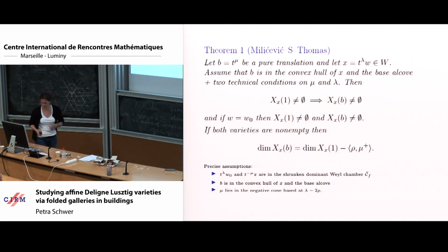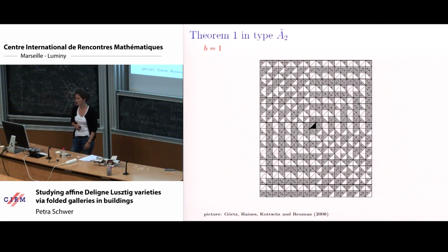Okay, so you're in this diamond shape, and then one can show that non-emptiness of the variety associated to X and 1 implies non-emptiness of X and B. And if they're non-empty at the same time, we can exactly prove this dimension formula that was conjectured over here. Okay. So down here, you may ignore this for now. It's the precise conditions you need on X and B for this to hold. Okay, let's go back to this picture. So what does this picture show?